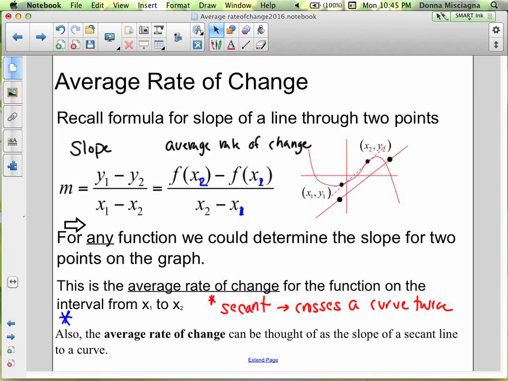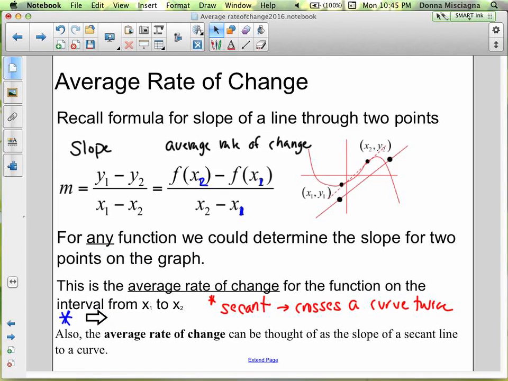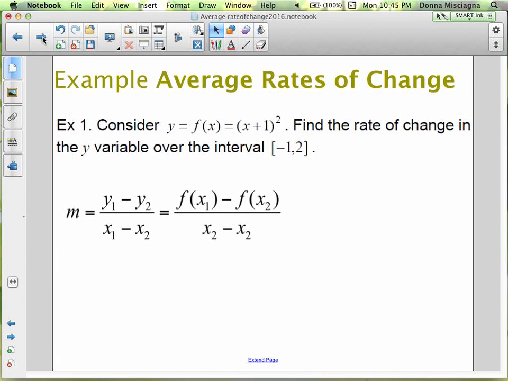Make sure this is in your notes. Secant: a secant crosses a curve twice. This is a key idea, which is why it's got a little asterisk. The average rate of change can be thought of as the slope of a secant line to a curve. It's just like what you did in Algebra 2: you found the slope of a line that connected the 2 points. That line is crossing a curve twice, so it is a secant line. So average rate of change is the slope of a secant line to a curve.